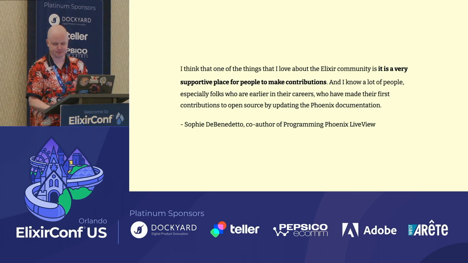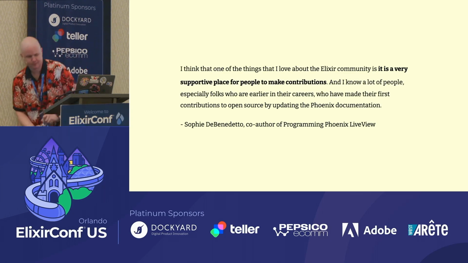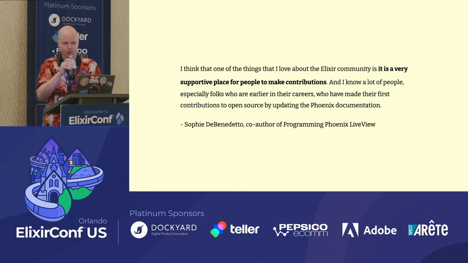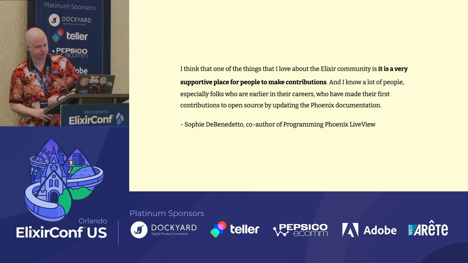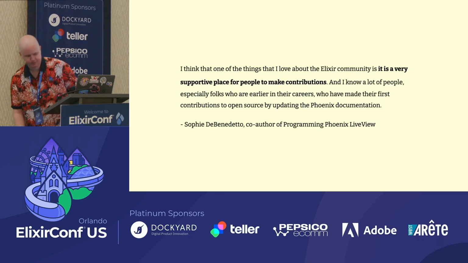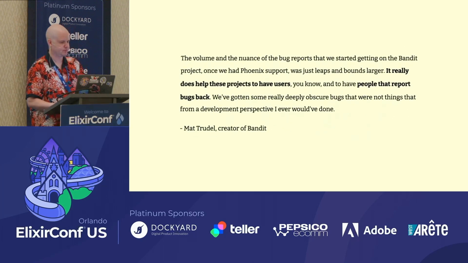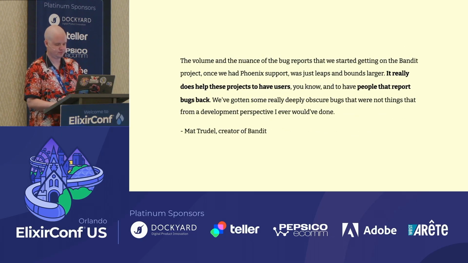I think that one of the things that I love about the Elixir community is it is a very supportive place for people to make contributions. And I know a lot of people, especially folks who are earlier in their careers, will be their first contributions to open source by updating the Phoenix documentation. The volume and the nuance of the bug reports that we started getting on the Bandit project once we had Phoenix support was just leaps and bounds larger. It really does help these projects to have users, and to have people that report bugs back. We've gotten some really deeply obscure bugs that were not things that, from a development perspective, I ever would have done.